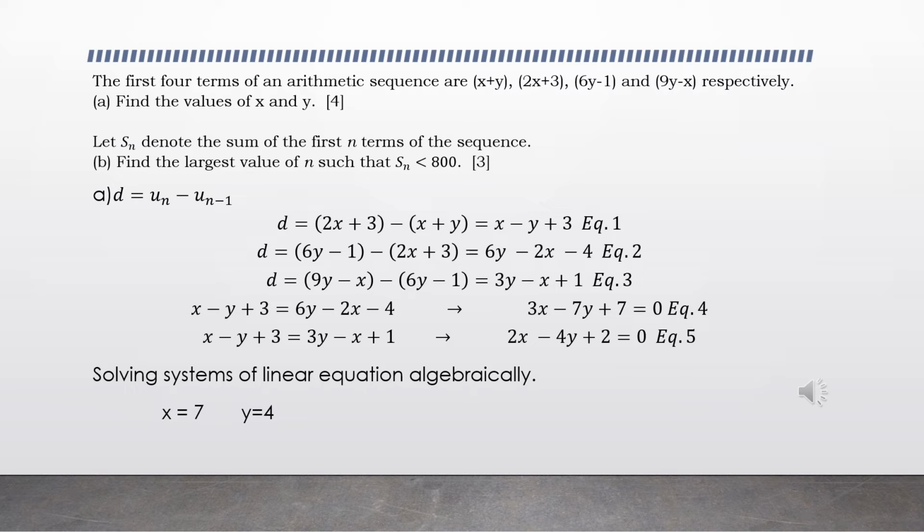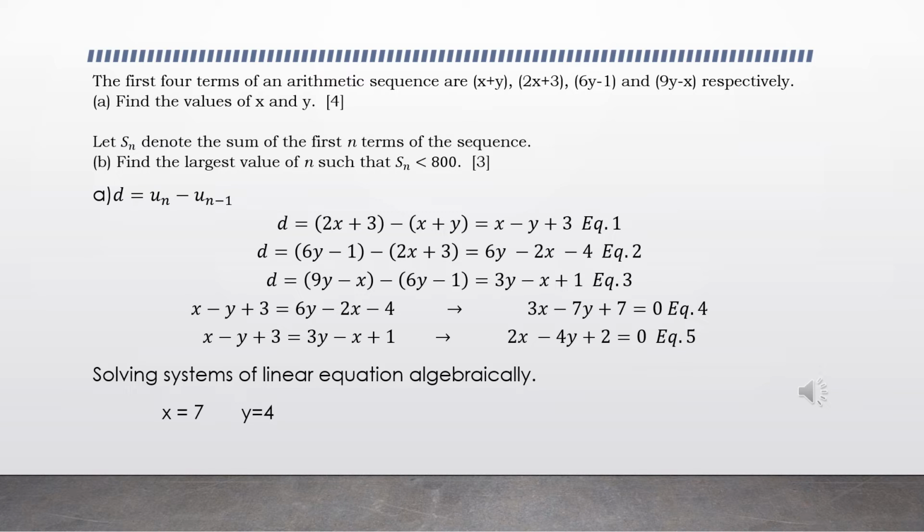Any of those equations will do. I made d equals d for equation 1 and equation 2. Simplifying that, I'll have 3x minus 7y plus 7 equals 0. I call it equation 4. And then I have d equals d again for equation 1 and equation 3. That gives me the simplified form of 2x minus 4y plus 2 equals 0. I call it equation 5.